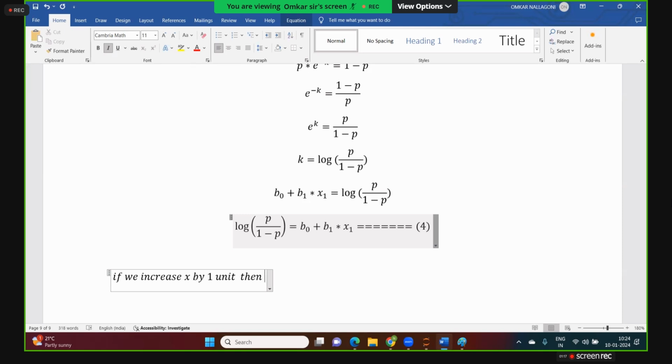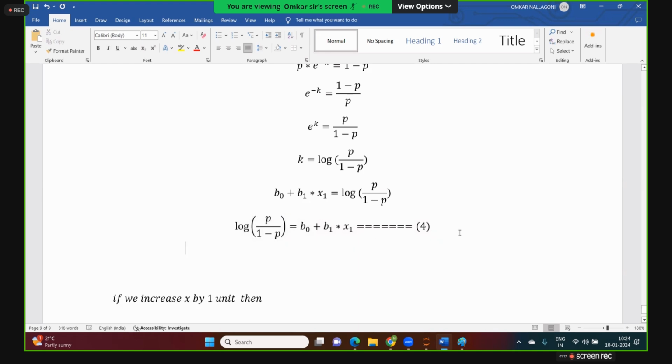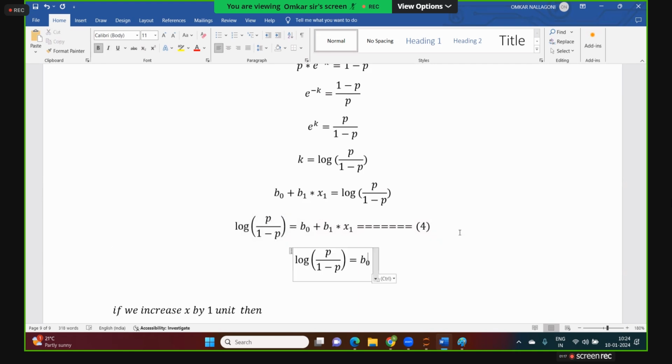Odds ratio. Both are ratios, right? And what is there? Logarithm. So it is called log odds ratio. Write that: log odds ratio. This term is called log odds ratio.